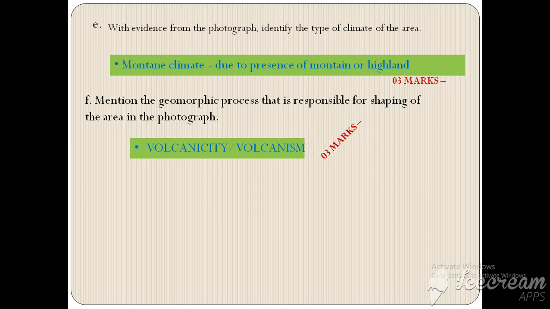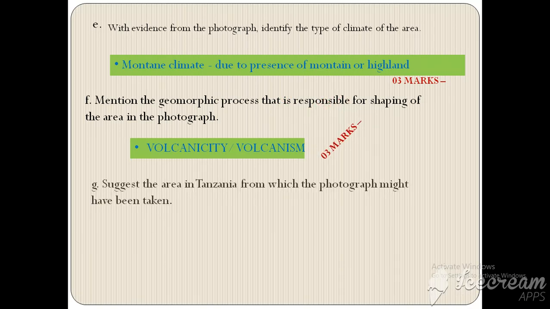We go to the last question that suggests the area in the photograph where the photograph might have been taken. I think if you have followed keenly, the area is Kilimanjaro, because they are coming from Kenya on the border of Tanzania and Kenya, so they saw a mountain. So it is Mount Kilimanjaro, which is formed by volcanism.